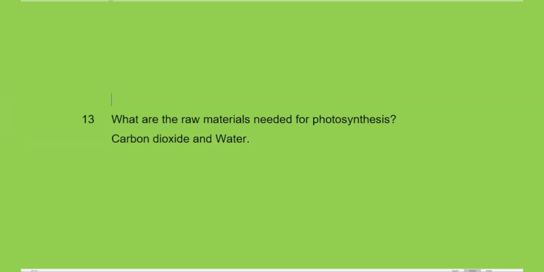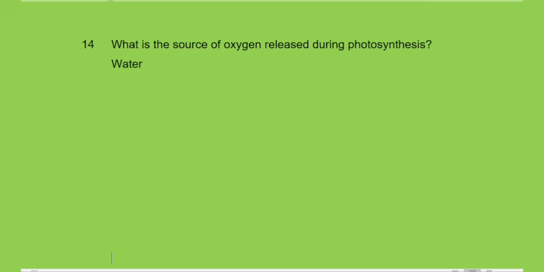What are the raw materials needed for photosynthesis? The raw materials are carbon dioxide and water. But what are the factors required for photosynthesis? You have to write carbon dioxide, water, sunlight and chlorophyll. What is the source of oxygen released during photosynthesis? We learned the second step of photosynthesis is photolysis of water, where water is broken down in the presence of sunlight into hydrogen and oxygen, and this oxygen is released out. So the source of oxygen released is water.